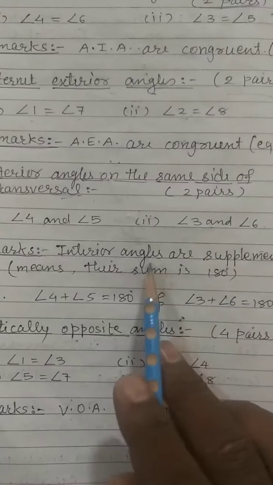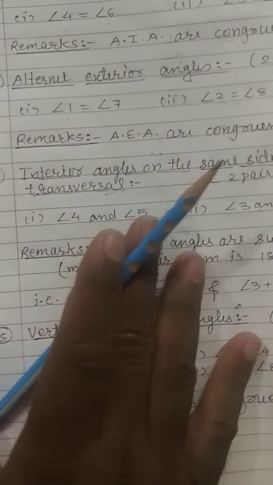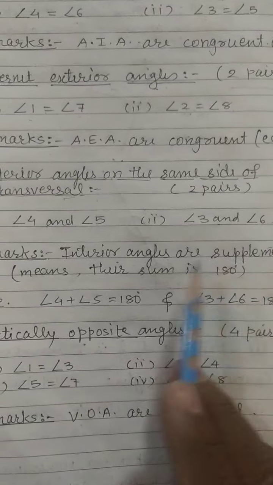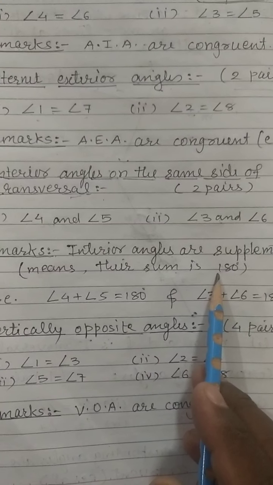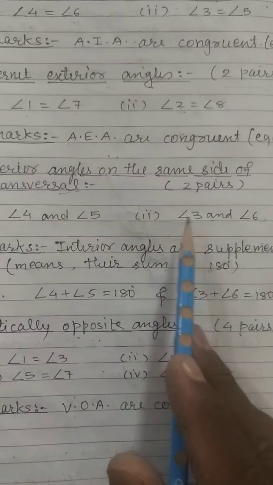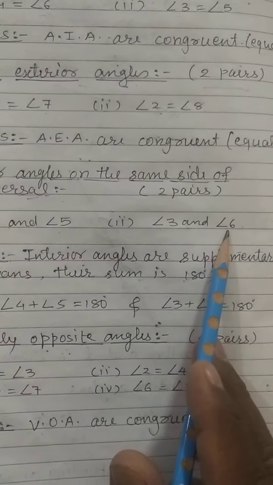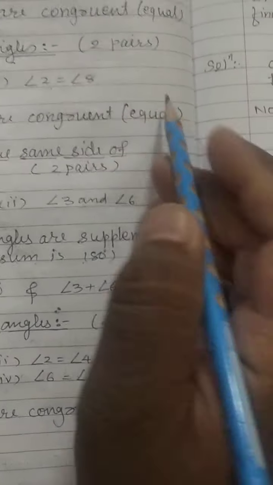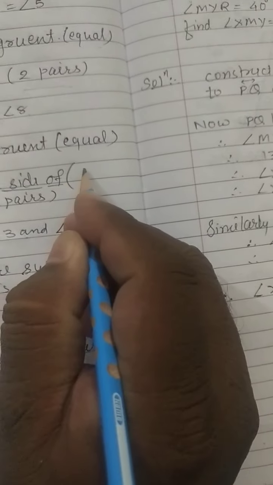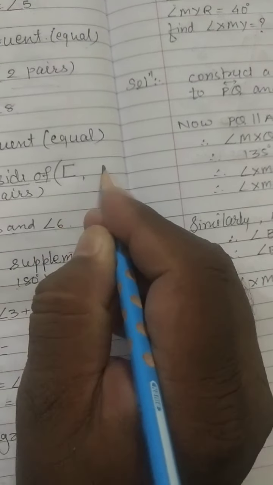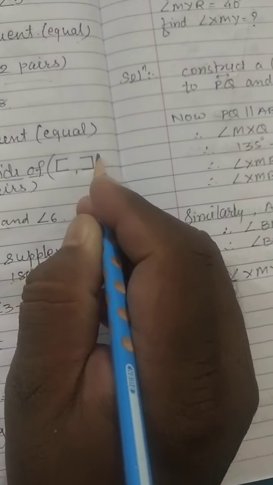Right? You must notice one thing here. Interior angles are supplementary, means their sum is 180. Means you can say angle 4 plus angle 5 is 180 and angle 3 plus angle 6 is 180. Right? Okay. So the identification is C, either straight C or reverse C.